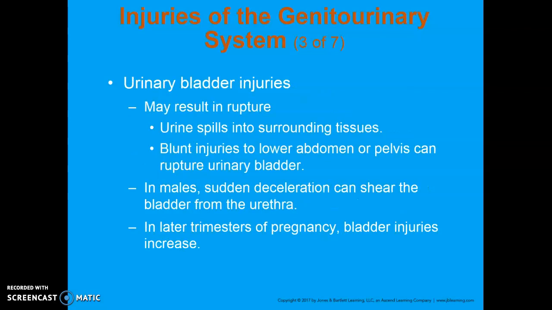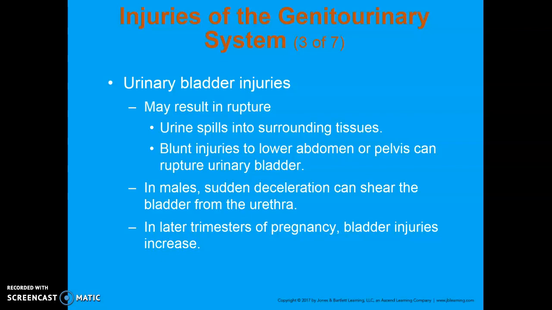Bladder injuries may result in a rupture, which then you end up having urine spilling around. And urine has a lot of different components to it, but uric acid is definitely one of the bigger components for things that are dissolved within urine itself.